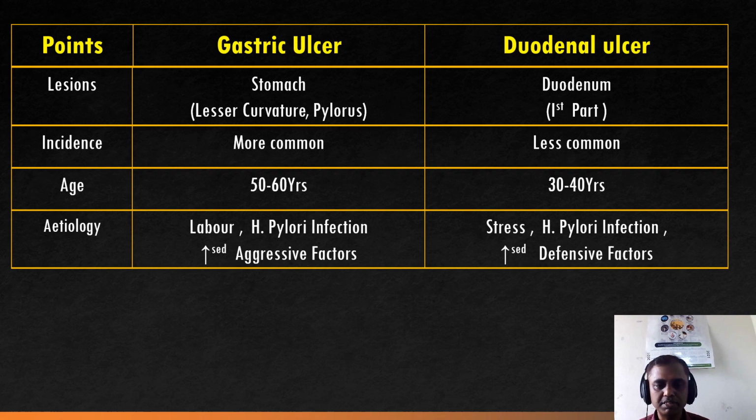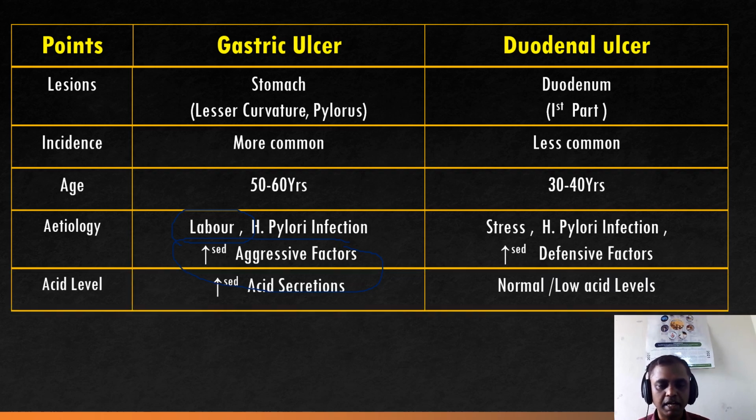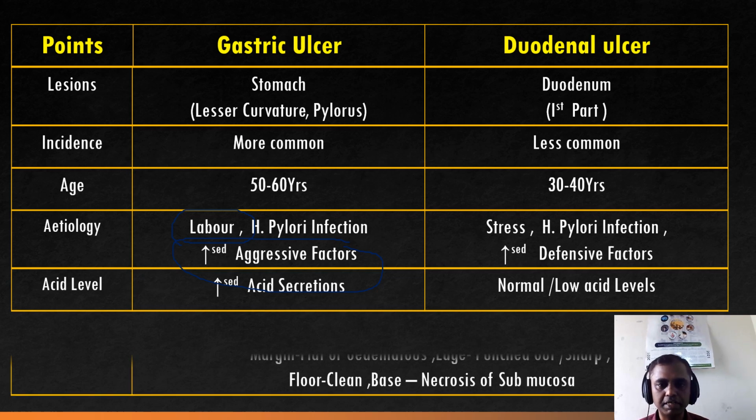Etiology: usually persons doing labor work, H. pylori infection and increased aggressive factors are responsible for gastric ulcer. Stress, persons working in a stressful environment, H. pylori infection and increased defensive factors lead to duodenal ulcer. Acid level is increased in gastric ulcer, whereas there is a normal or low acid level in duodenal ulcer. Very important for understanding.